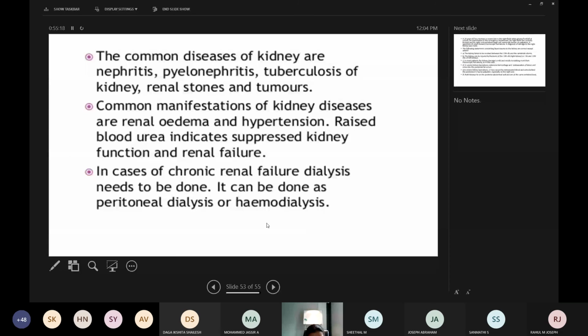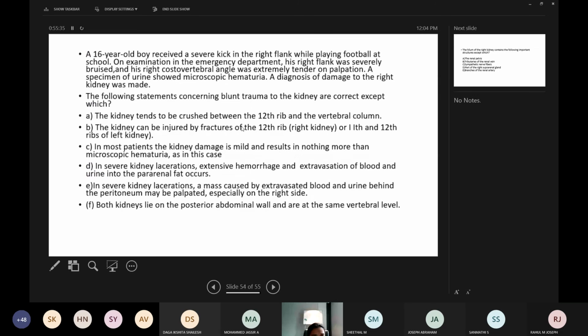In case of chronic renal failure, the dialysis is done to filter the blood. Sometimes the peritoneal dialysis is also done in case of renal failure.